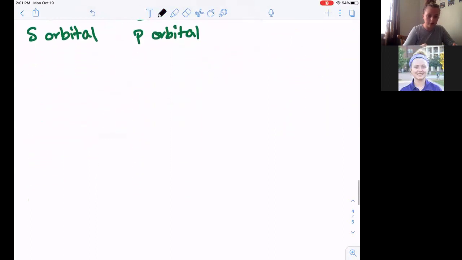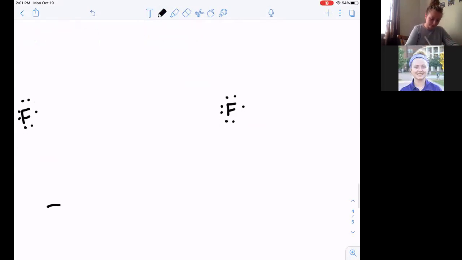So if I was to draw a molecular orbital diagram, I'm just going to draw one. Let's say we have F over here. We have F over here. Just for an example. So we have 2S, 2S, 1, 2, 3, 1, 2, 3. This is 2P, 2P. Electrons, we're filling in.